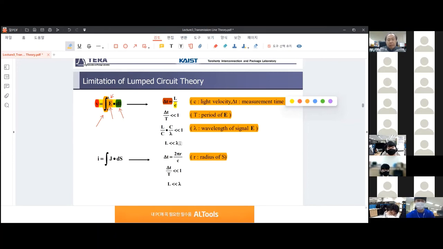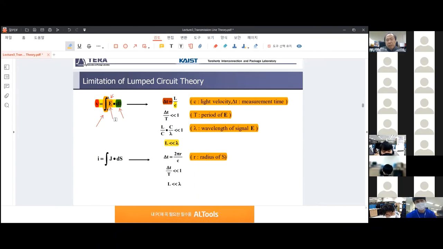In other words, I would say if interconnection length is much smaller than the wavelength of your digital signal, then we can define the voltage. But if your circuit size is similar to the wavelength of your high frequency digital signals, your frequency sometimes goes to 10 gigahertz or 100 gigahertz, then your interconnection wavelength becomes millimeter range. If your circuit is very small, like a nanometer, yes, you can define the voltage.